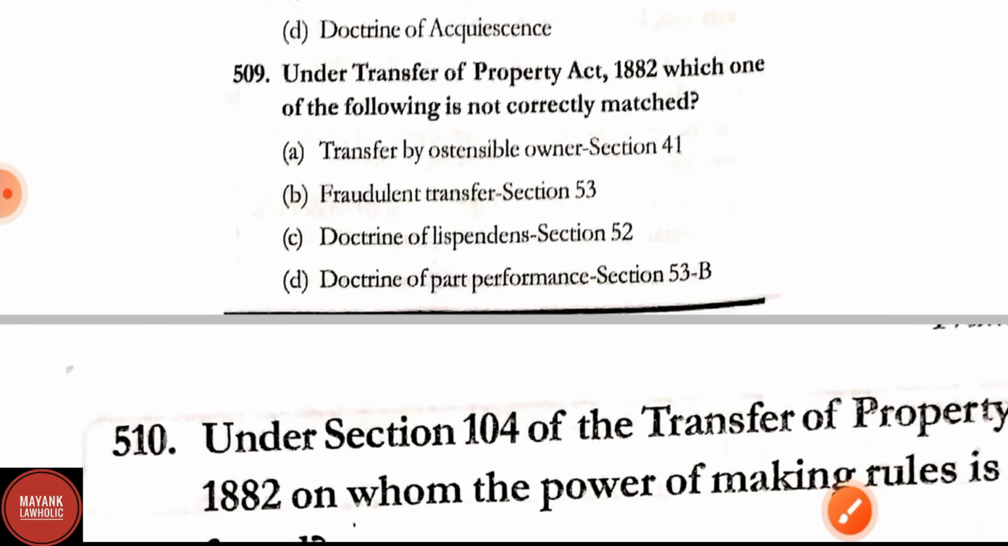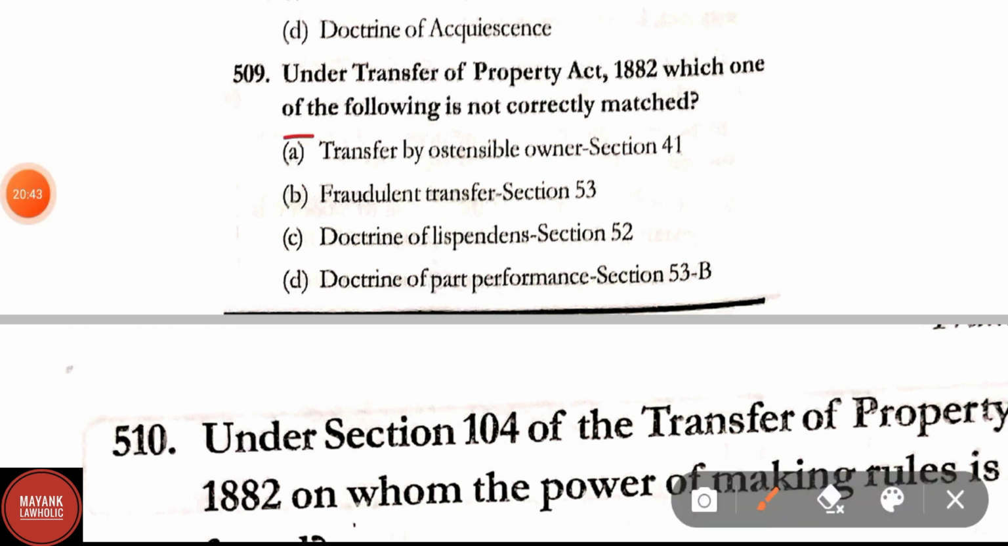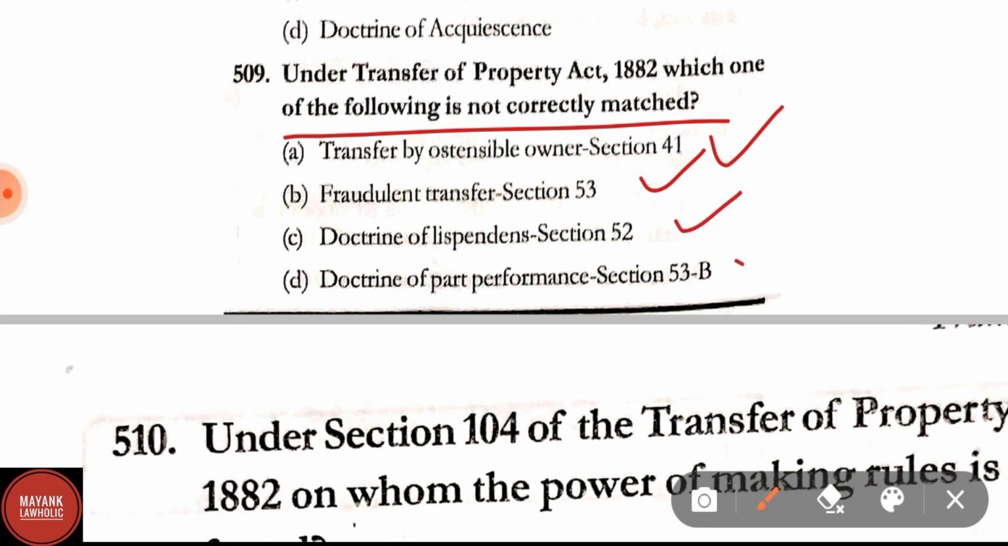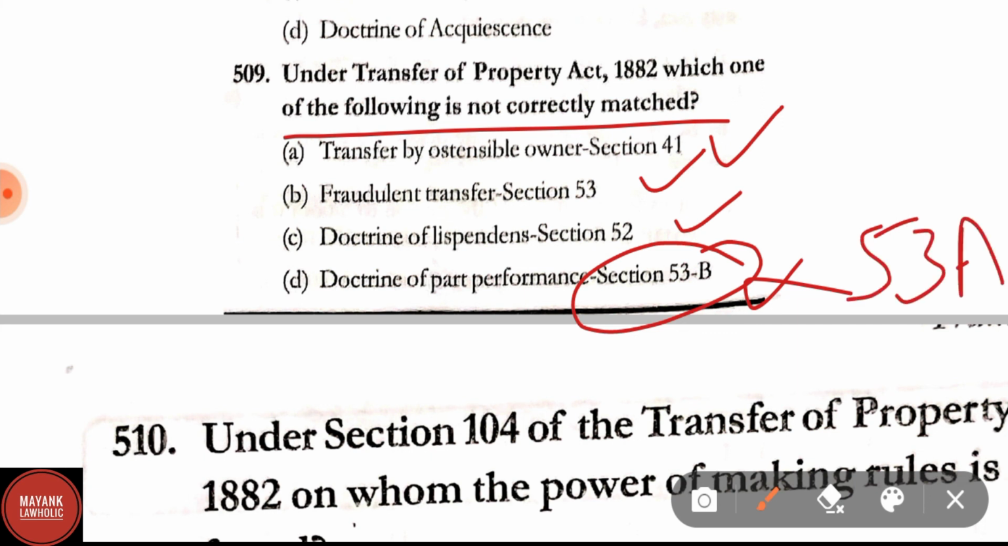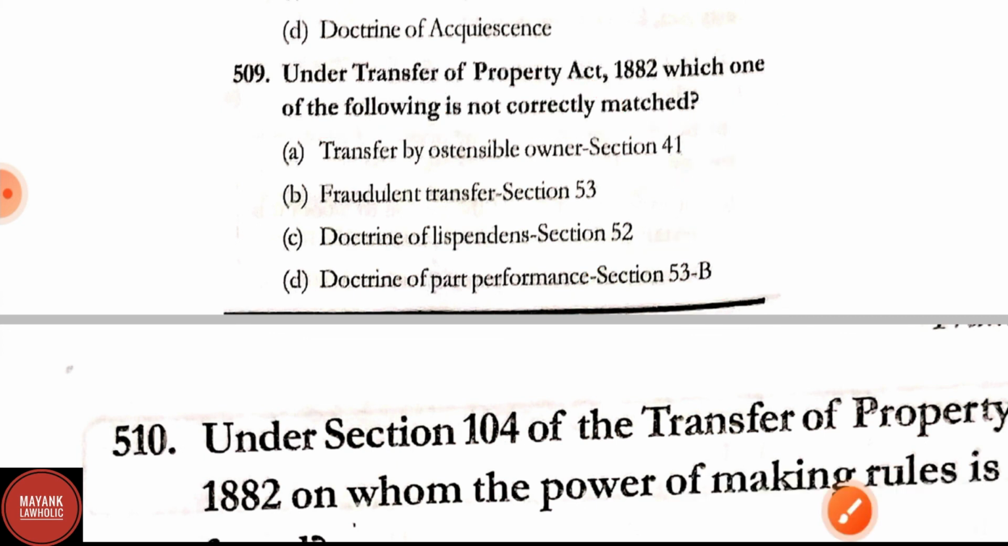Question number 509. Under the Transfer Property Act, which one of the following is not correctly matched? Option A, transfer by ostensible owner, section 41, fraudulent transfer, section 53, doctrine of lis pendens, section 52, doctrine of part performance, 53B. This is not correctly matched. This is section 53A. Doctrine of part performance, section 53A. Here in this question it has been asked which of the following is not correctly matched. So option D will be the right answer.